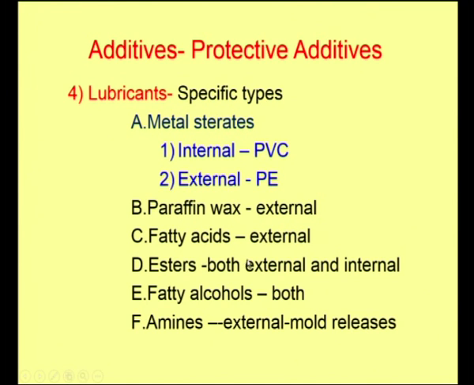Esters can be used as both external as well as internal lubricant, and similarly fatty alcohols act as both external as well as internal lubricant. And amines are mainly used as an external lubricant, mainly for mold release purpose. Once the product solidifies inside the mold, it has to be released out.